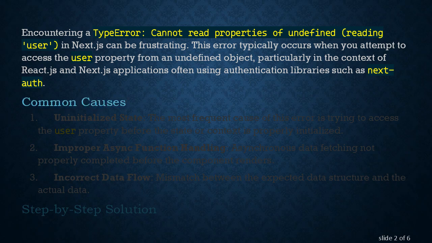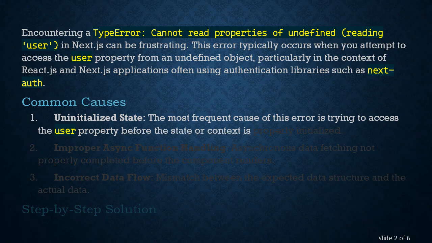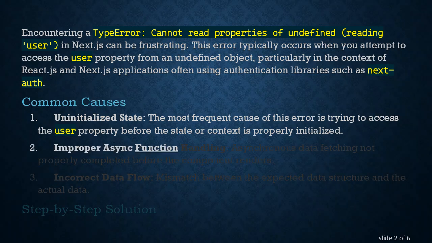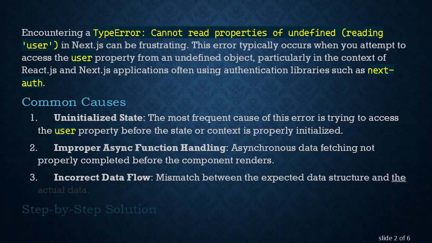Common causes. Uninitialized state: the most frequent cause of this error is trying to access the user property before the state or context is properly initialized. Improper async function handling: asynchronous data fetching not properly completed before the component renders. Incorrect data flow: mismatch between the expected data structure and the actual data.